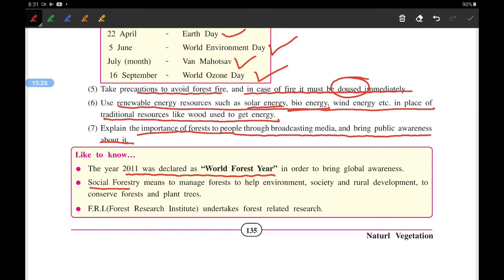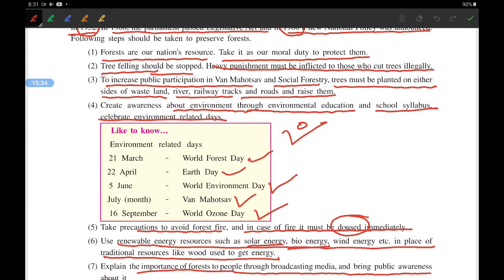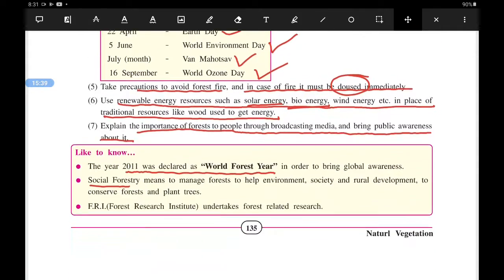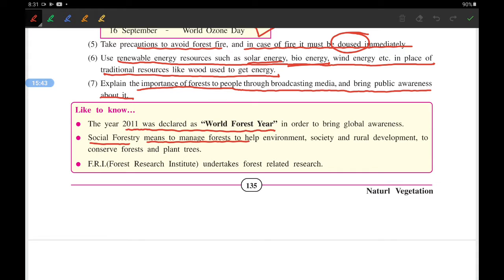Social forestry means, what is social forestry? Here you might have seen this word used. Okay, see, social forestry. Now what does it mean actually? Social forestry means to manage forests, to help the environment, society and rural area development, to conserve forests and plants. In simple words, to take the help of the people to handle the forest and the areas of forest nearby them.